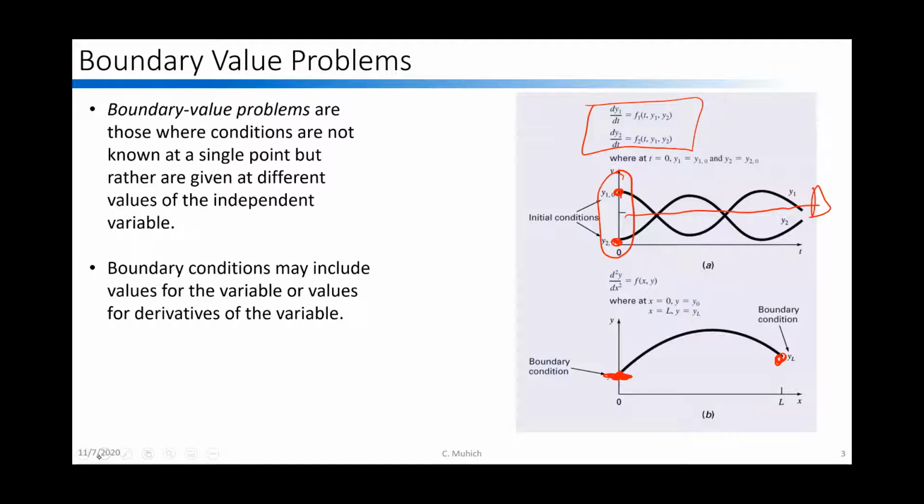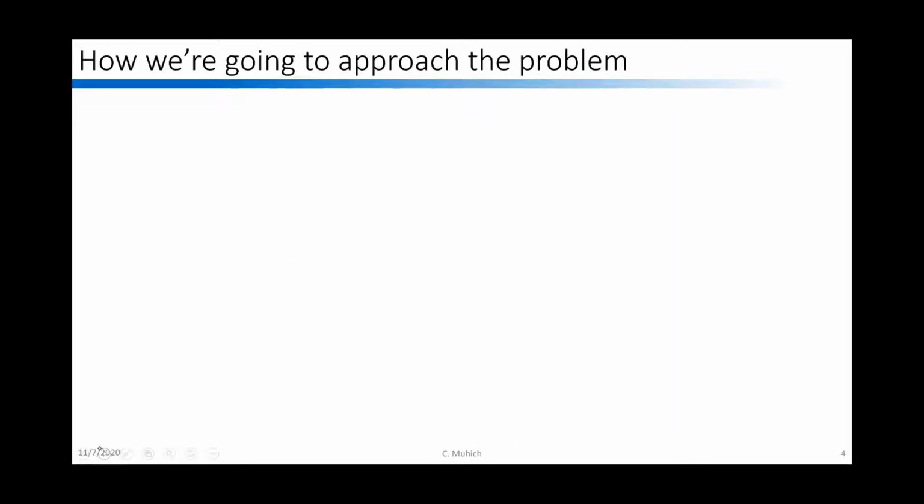But first, I'm going to give us a broad general overview of how we're going to approach our problem. Then we'll go into what the boundary conditions might look like, and then we'll tackle each of these different methods. So how are we going to approach the problem? Let's say we have something like d squared y dx squared, so the second derivative of y with respect to x is some function of x and y.